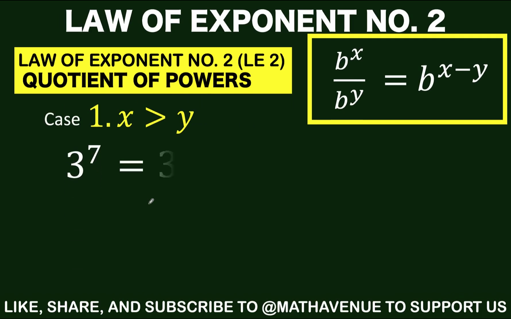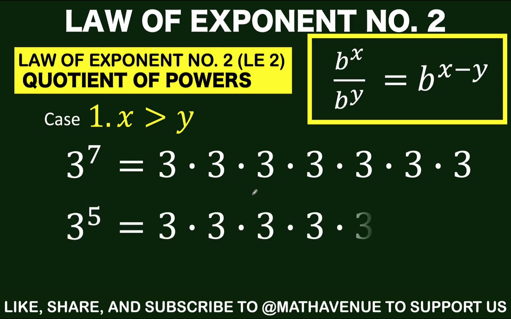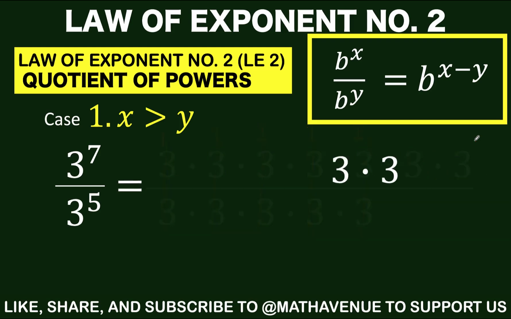Here is an example. 3 to the 7th, when expanded, is like this. Multiply the base 3 7 times. When we have 3 to the 5th, let's do the expansion also, and that is the expansion. We have the same bases here. If we divide 3 to the 7th by 3 to the 5th, this is what will happen. Notice that we have a 3 here and a 3 here that when divided will result to 1. And there are other pairs of factors, 1 in the numerator and the same factor in the denominator, that can be cancelled out because a number divided by itself is equal to 1. And therefore, what's left now would be this 3 times 3, which can be written as 3 squared.